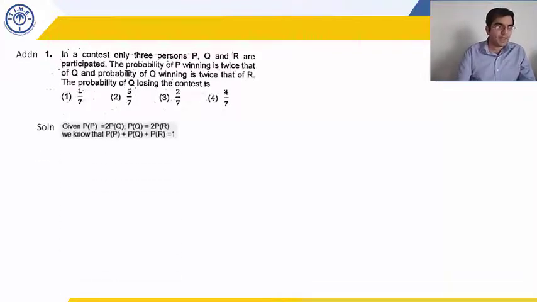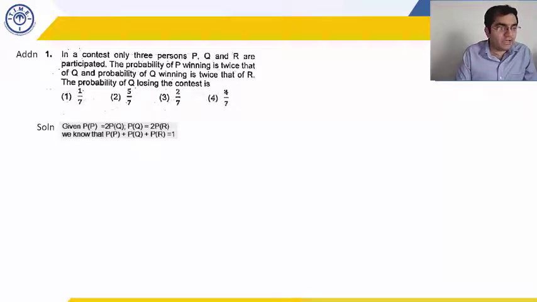Okay. So you are given that the probability of P winning is twice that of Q, and the probability of Q winning is twice that of R. And we know that the sum of the probabilities will be 1. That is, someone among P, Q and R has to win. So it's a certain event. So you get that equal to 1.